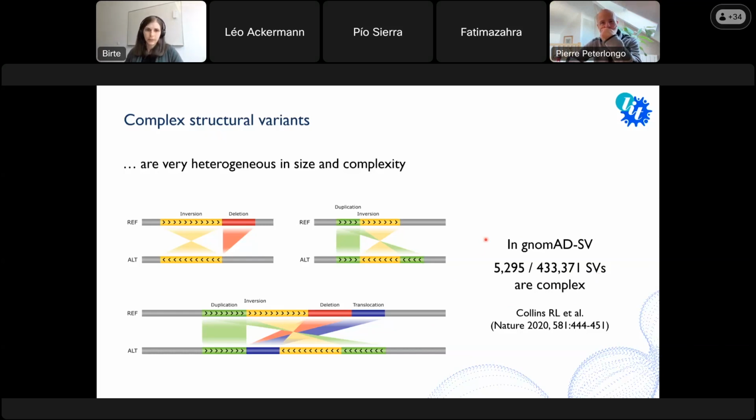So if we want to study them, then because they are so heterogeneous in both size and complexity, so also the sizes can differ from just a few base pairs to many thousands of base pairs.